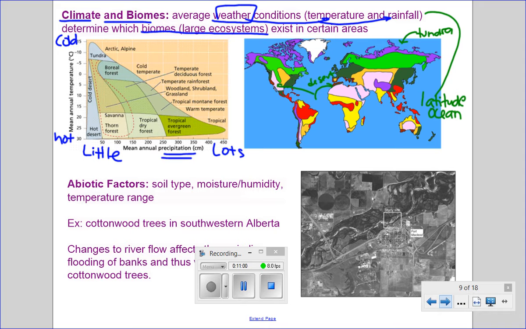Now, there are other abiotic factors besides the big ones, temperature and precipitation. Things like soil type, the moisture or humidity that is available, and not just temperature, but temperature range. That means changes. So we would get at the idea of there being seasons. For example, we have a huge temperature range here. It can get very, very hot in the summer, but ridiculously cold in the winter.